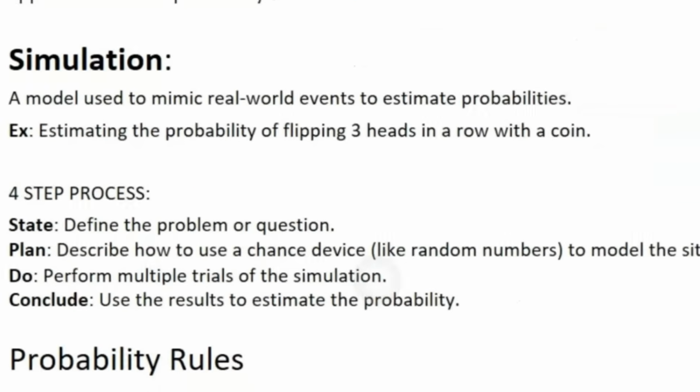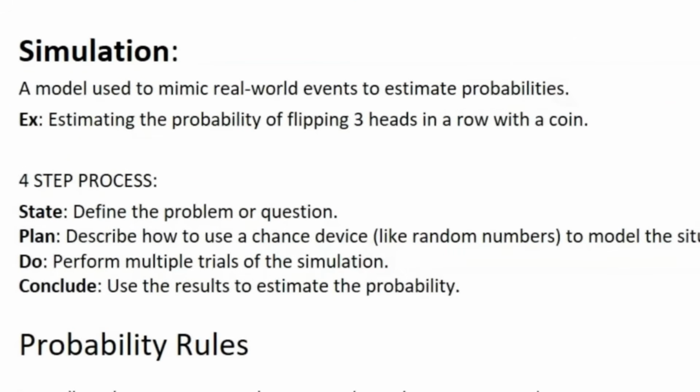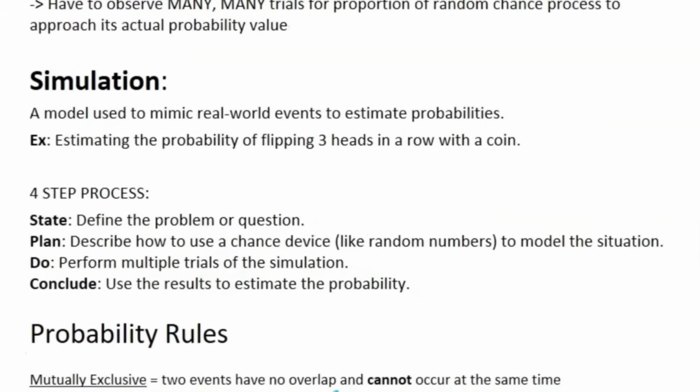For simulation, it is just a model used to mimic real-world events to estimate probabilities. You can use a 4-step process to conduct a simulation. You're going to define the problem with the question. Then you're going to describe how to use a chance process like random numbers to model the situation. And then you're going to actually perform that. And then based on your results, you're going to estimate the probability.